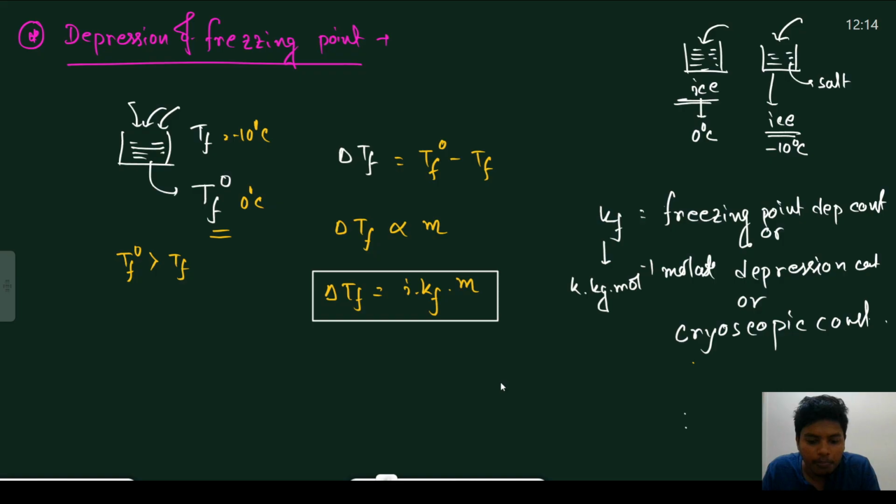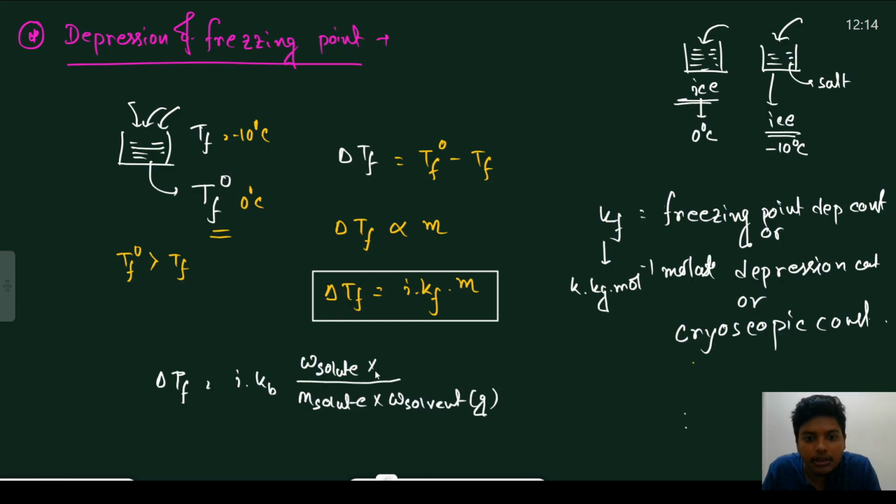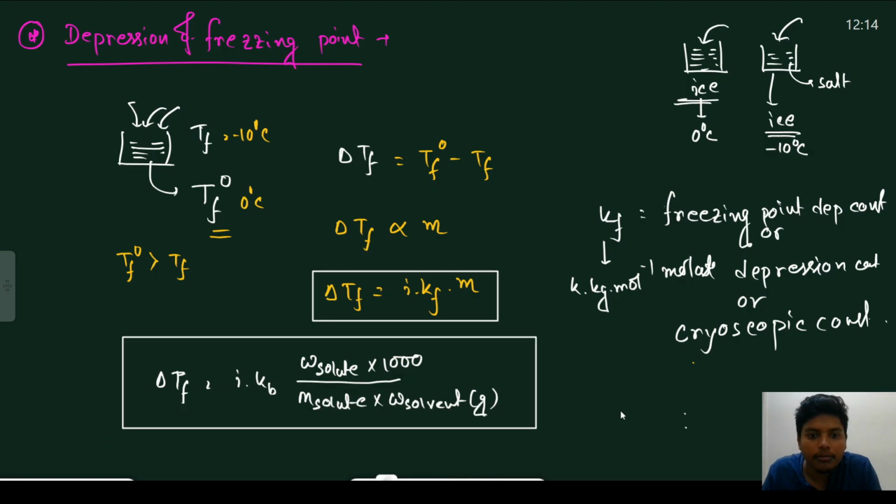Kelvin kg per mole. From here also I can write that delta TF is equal to i into Kf into the given mass of solute divided by the molar mass of solute, multiplied by the given mass of solvent. If it is given in gram, multiply with 1000. Clear? Yes or no? Okay.